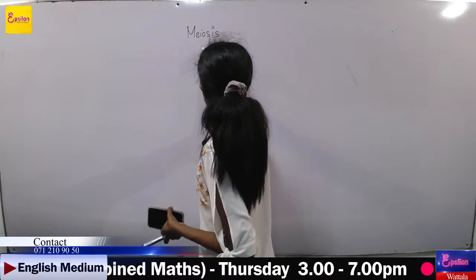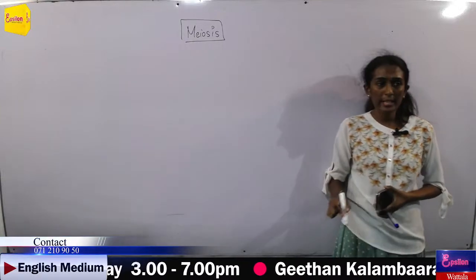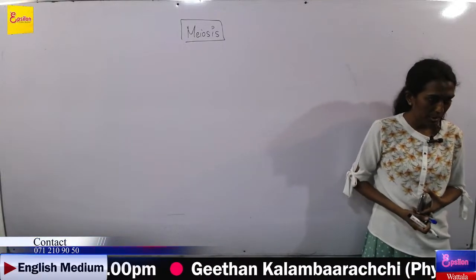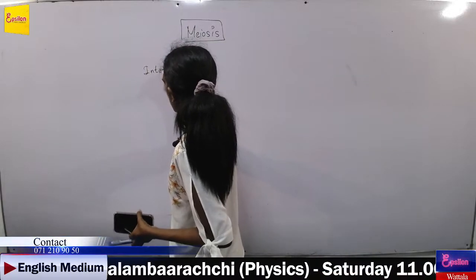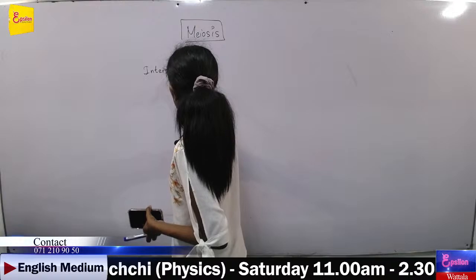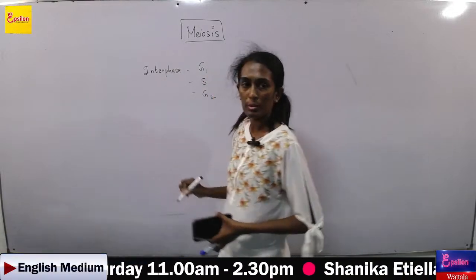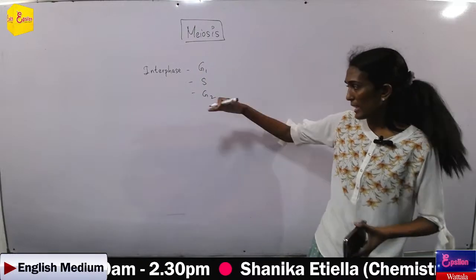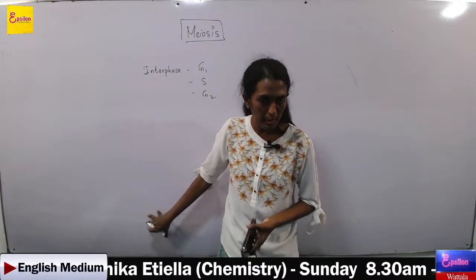So before meiosis also, cells should get ready to divide, so there is an interphase before meiosis also. Right. So interphase, there are three phases, G1, S, G2. After that, in the nuclear division, there are two phases. Meiosis 1 is there, meiosis 2 is there.